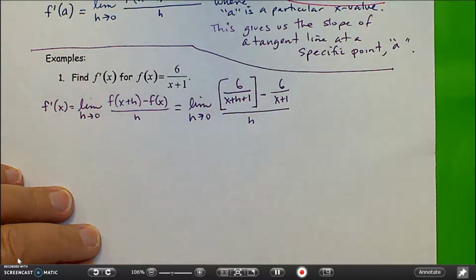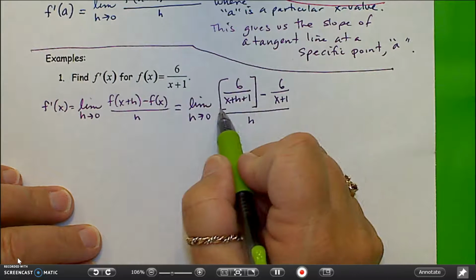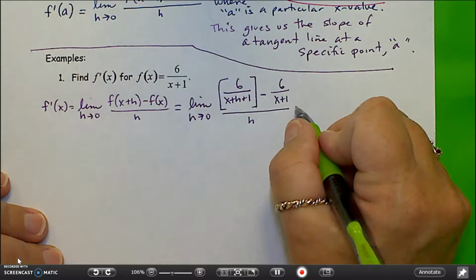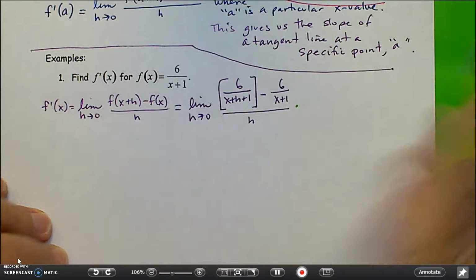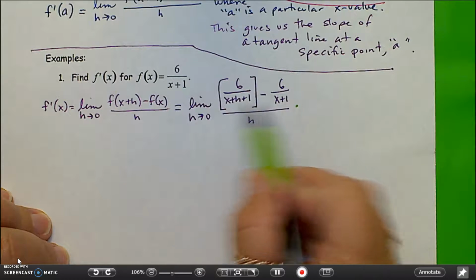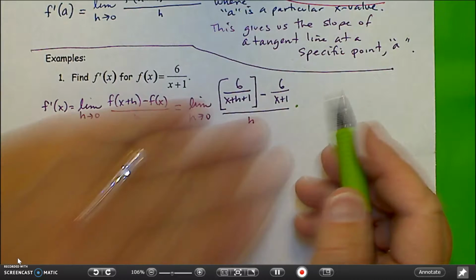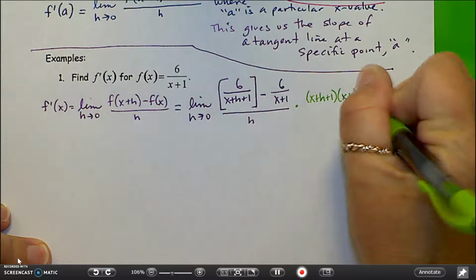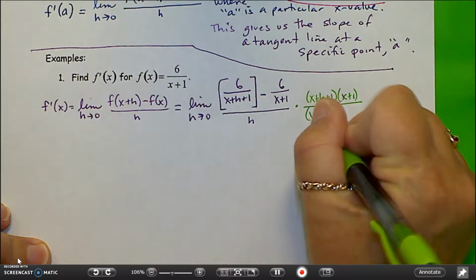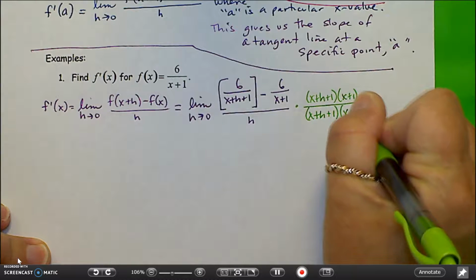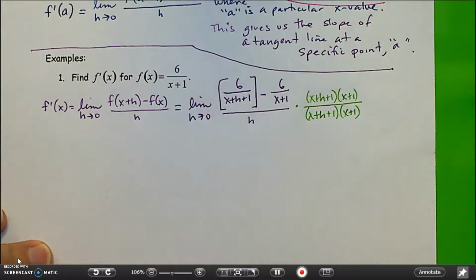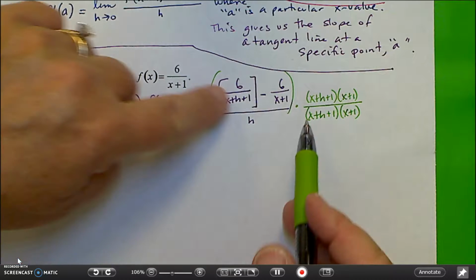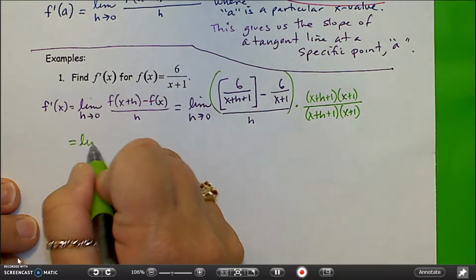For me, the easiest way to clean this up is to think about how I need to eliminate these fractions in the numerator. And I think the nicest way to do this is to multiply through by all the factors that are in the denominators of the numerator. So I'm going to multiply by x plus h plus 1 times x plus 1 all over itself. So I'm allowed to multiply by 1.